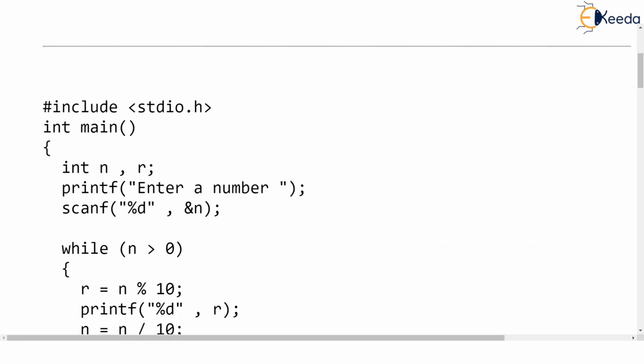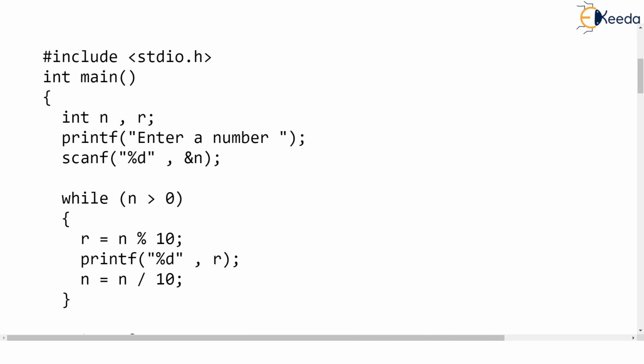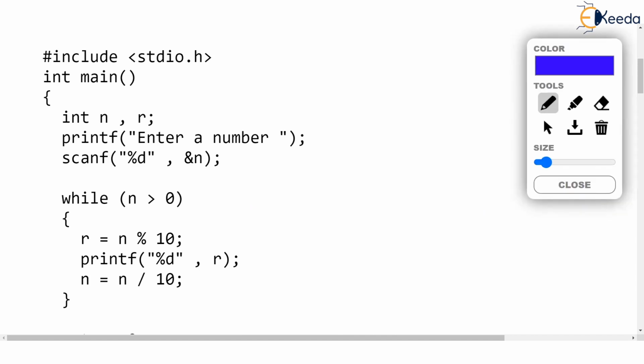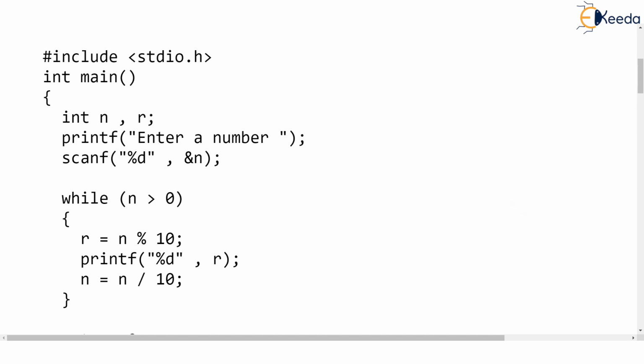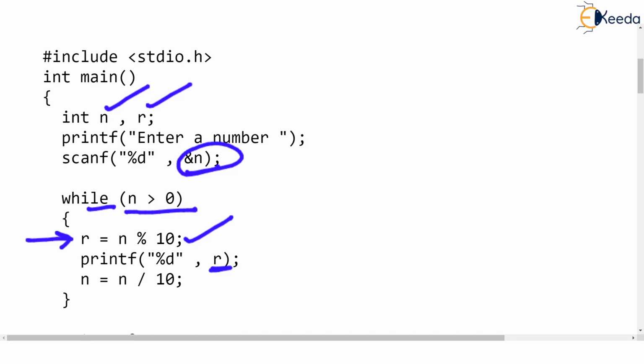Now the grammar was already explained. You can see that in the code written over here for reversing a number, n is the number, r is the remainder. We ask the operator to enter the number, and as long as n is positive, greater than 0, take the last digit. This is the line which takes out the last digit from n, and we print that digit. r is the digit.